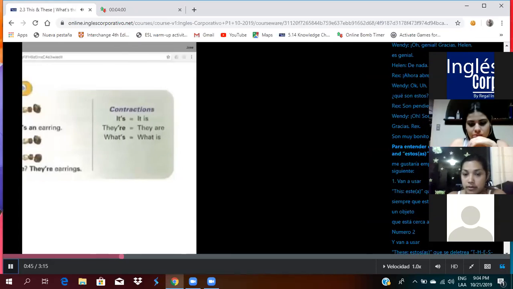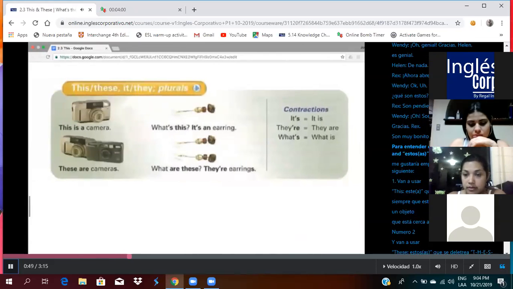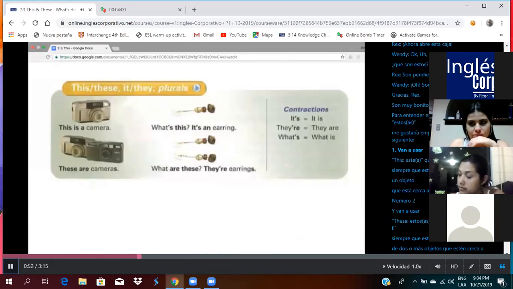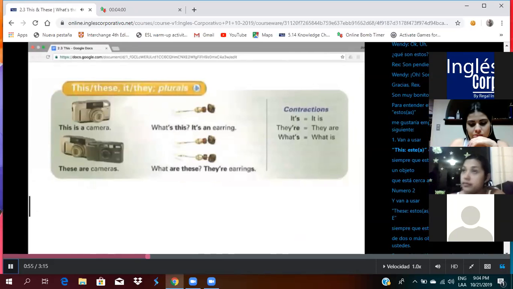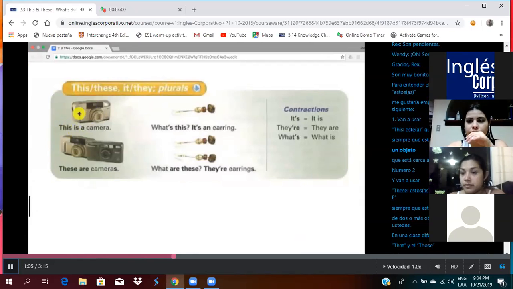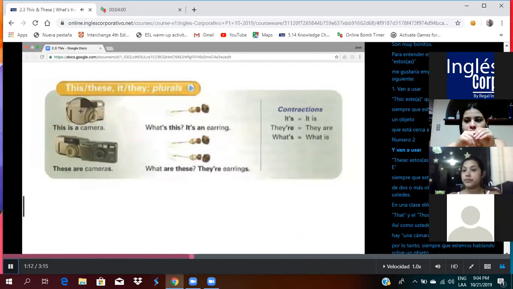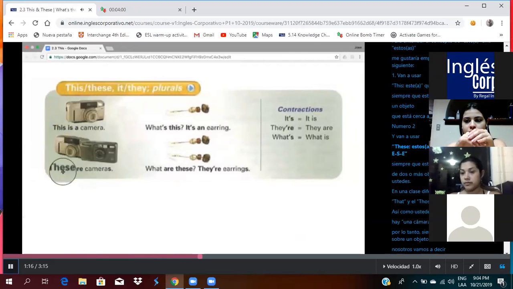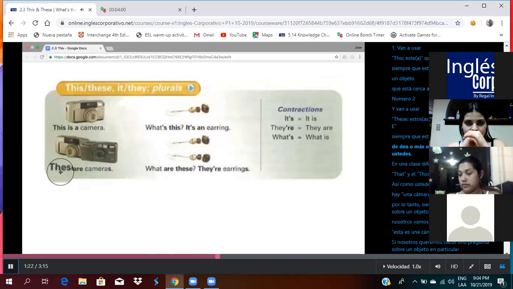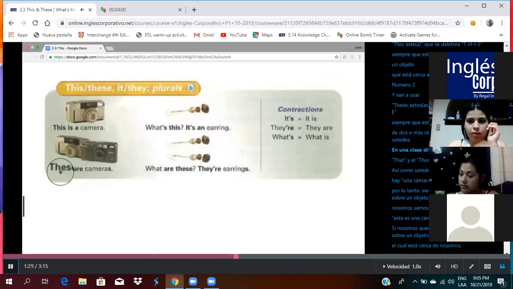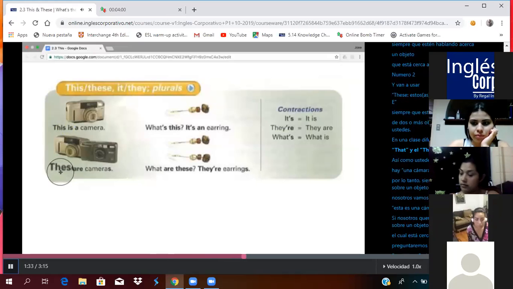In order to understand the concept of this and these, I would like to start by explaining the following. Number one, you're going to use this, spelled T-H-I-S, whenever you're talking about one object which is near you. Number two, you're going to use these, spelled T-H-E-S-E, whenever you're talking about two or more objects which are near you. On a different class, I'll explain how to use that and those.